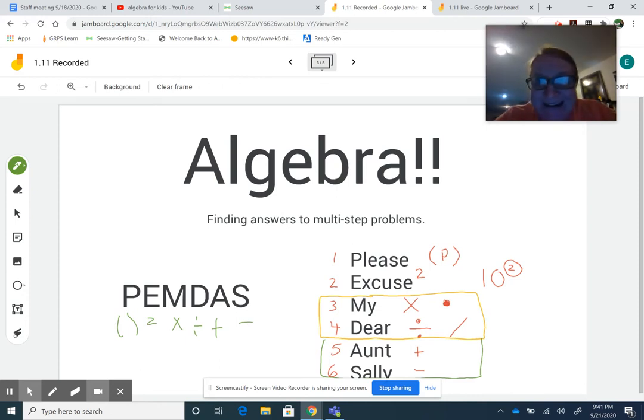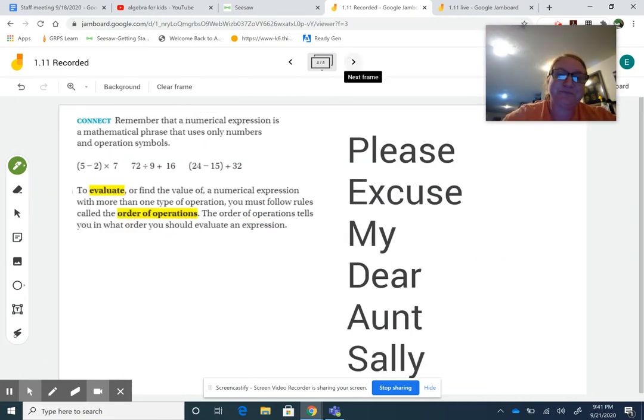I'm going to have this on every single slide, and I want you to practice saying it while you're not even doing a lesson. Please excuse my dear Aunt Sally. PEMDAS. Parentheses, exponents, multiplication, division, addition, subtraction. Now, we're going to put this into practice here.